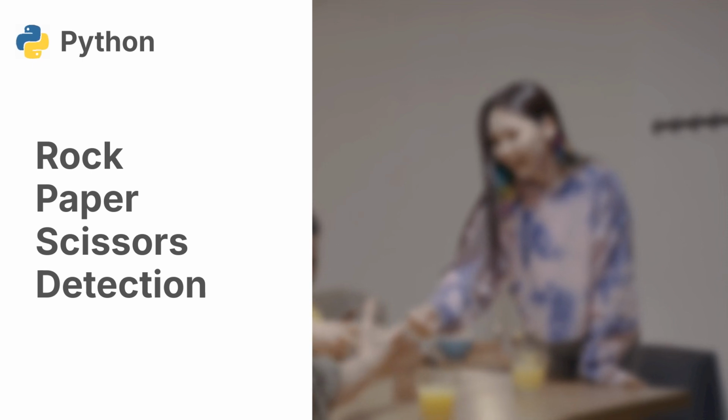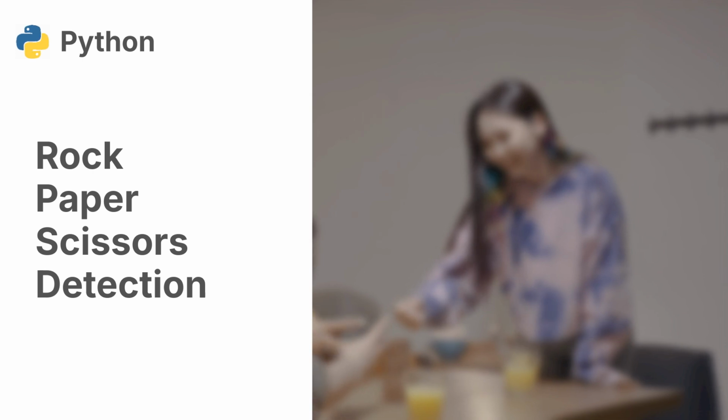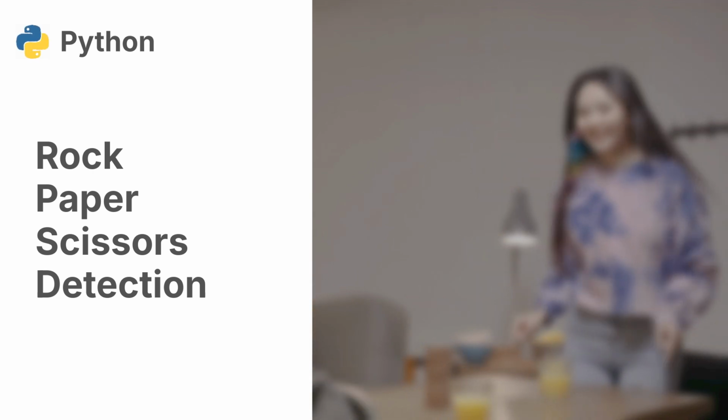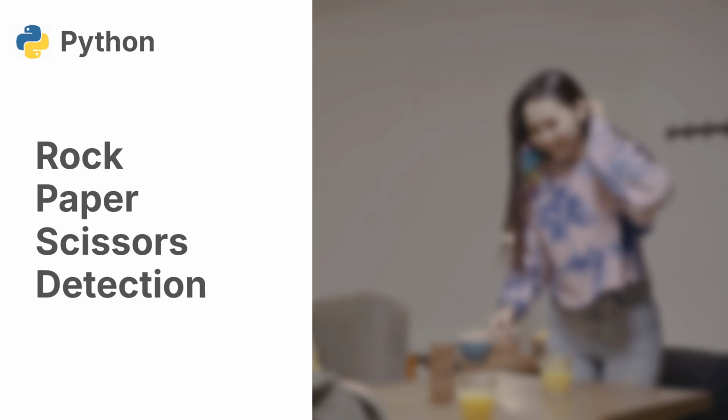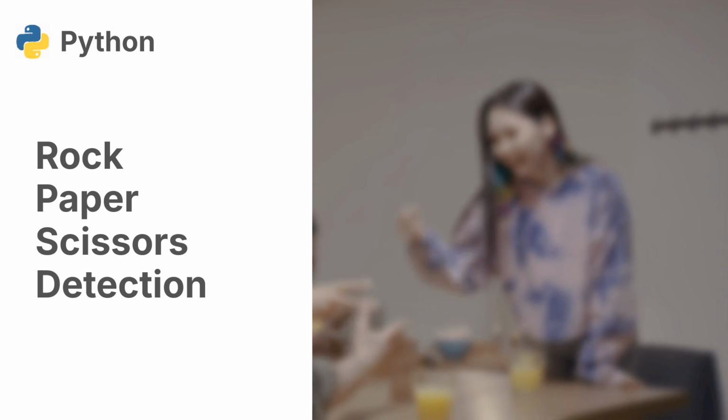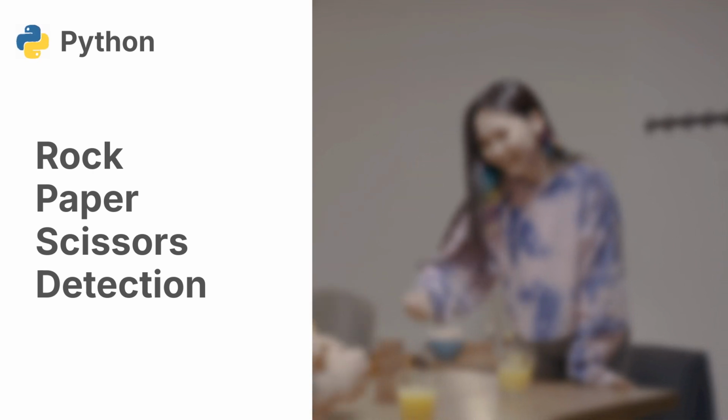The challenge here is teaching a computer to see and classify hand gestures reliably in real-world conditions, where backgrounds are messy and gestures aren't always perfect. By the end of this project, you'll see how computer vision and supervised learning come together to transform a fun idea into a practical and impressive AI system.